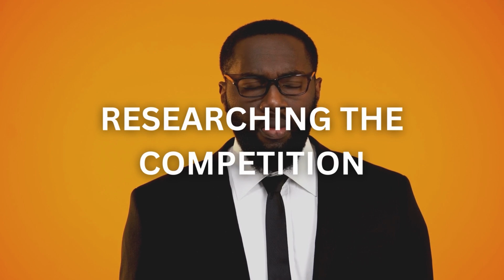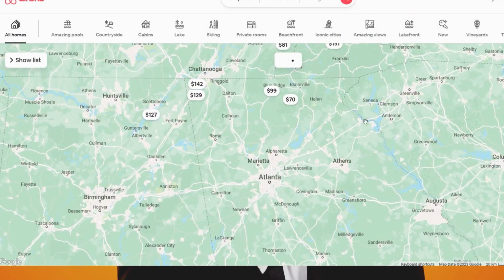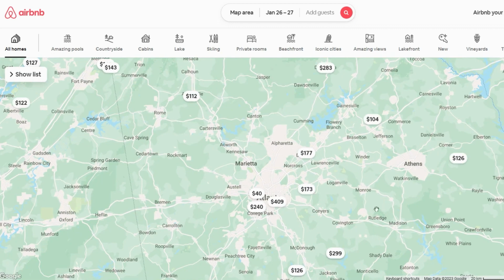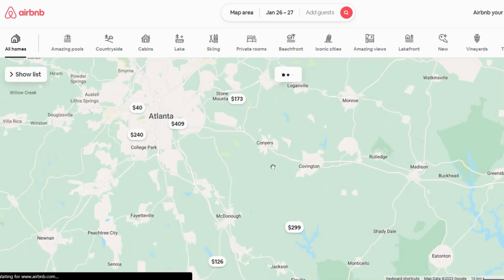So, let's get started! One of the most important things to consider when pricing your rental is researching the competition. Look at the prices of similar listings in your area and set your price competitively. This will help you attract guests and fill vacancies.